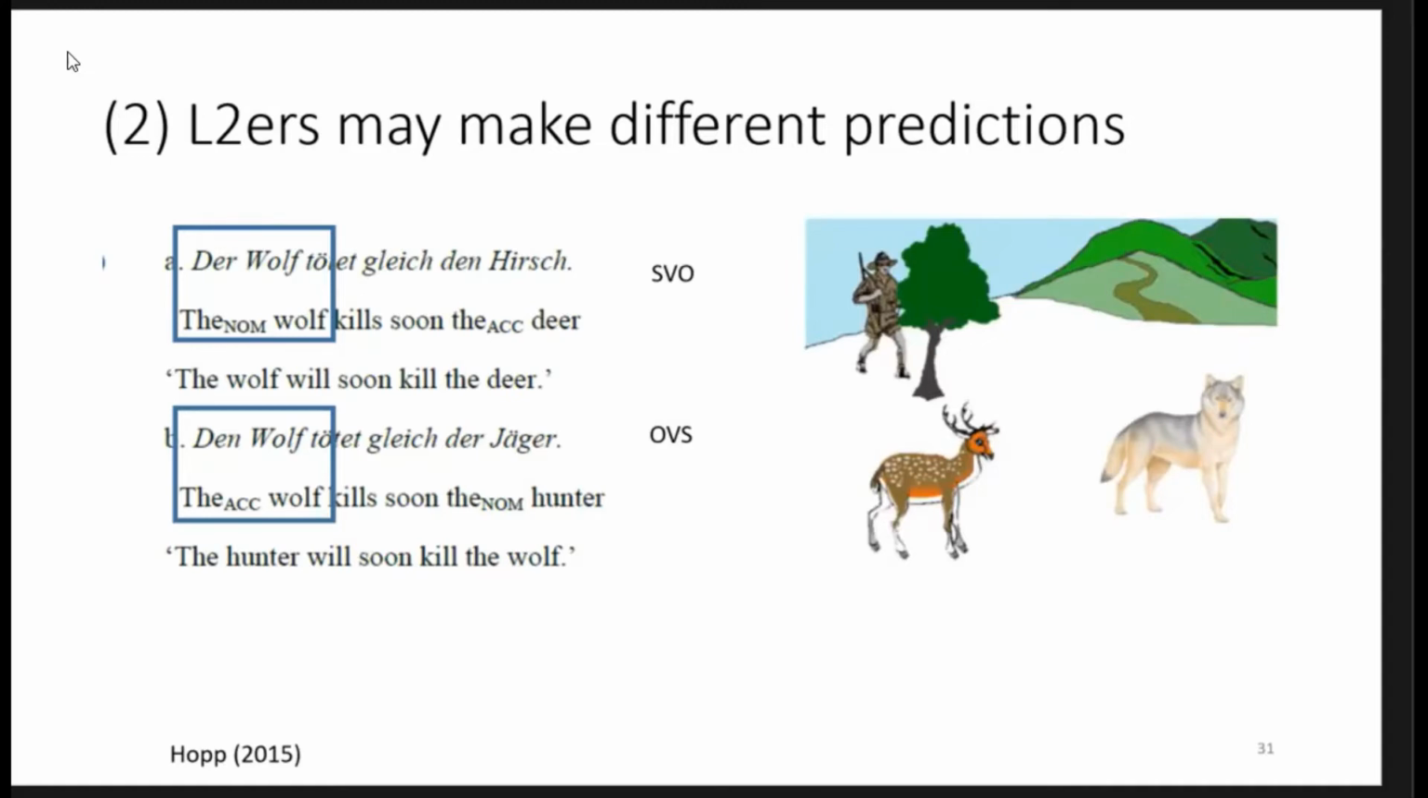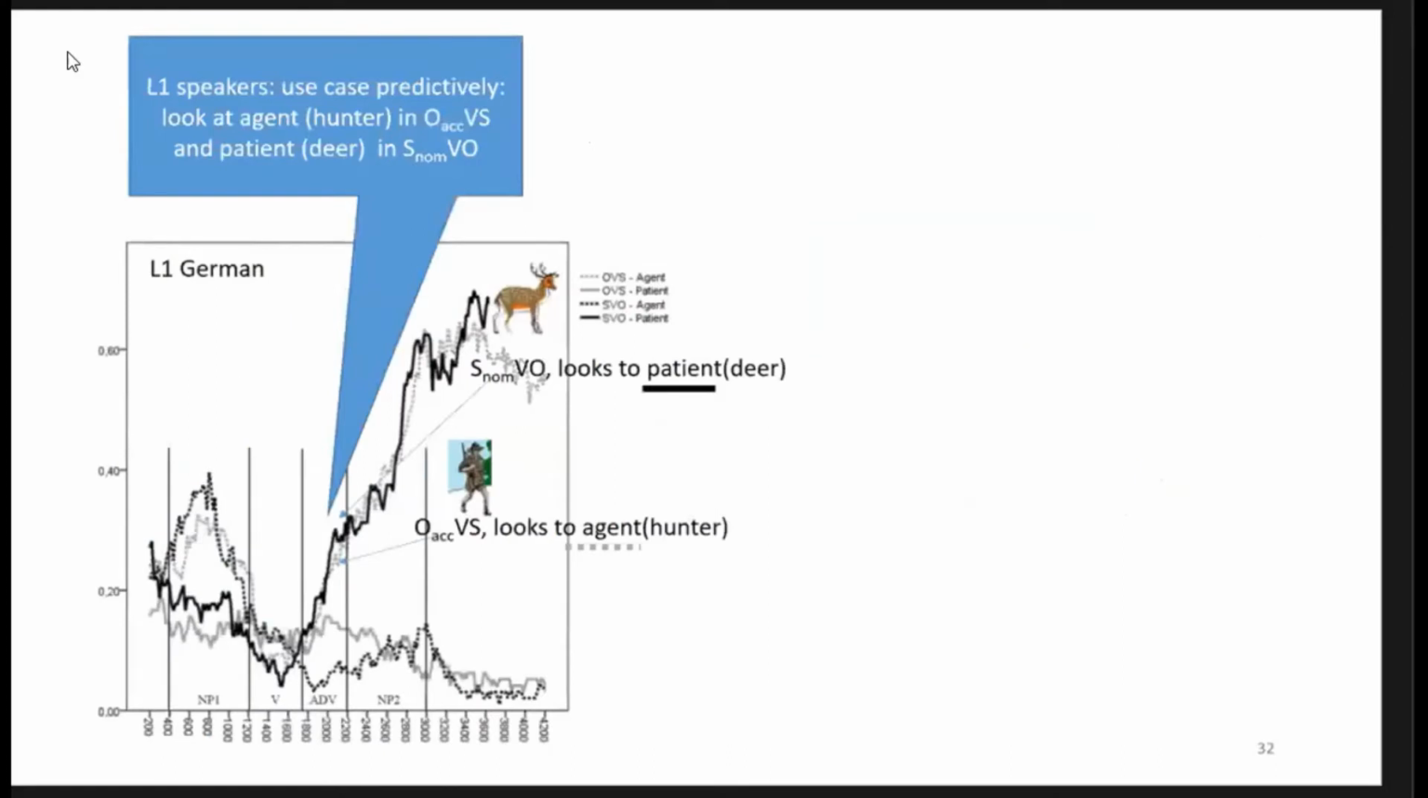And you predict that if people use case marking as a cue for what comes next, then in the first case, when they hear the nominative wolf kills, they move their eyes to the deer because that's a likely patient. But in the second case, when they hear wolf accusative kills, they would predict an agent, so they would move their eyes to the hunter. And that's indeed what you see for L1 German speakers.